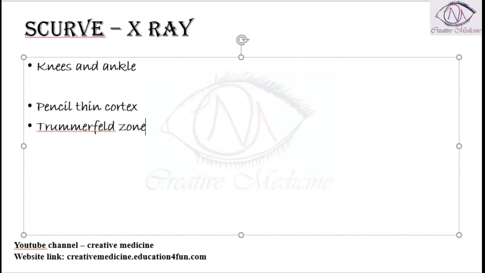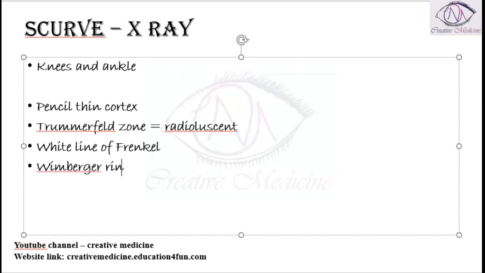This Trummerfeld zone is a radiolucent zone which is present below the white line of Frankel. White line of Frankel is also seen, and there is also Wimberger sign. Wimberger's ring and ground glass opacity is also seen in scurvy.